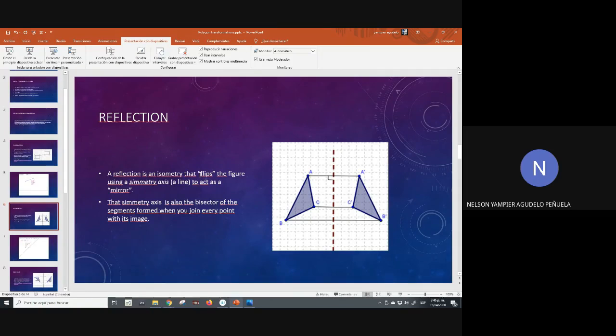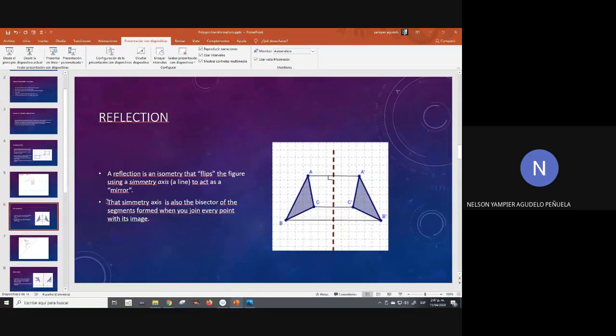And what is a symmetry axis? A symmetry axis is this line, a line that acts as a mirror. So imagine that this line is a mirror. This polygon, this triangle, was the original figure, and it reflected its image over the mirror. You know that in real mirrors, the things are flipped, están al revés. The same happens with polygons and reflection axes.